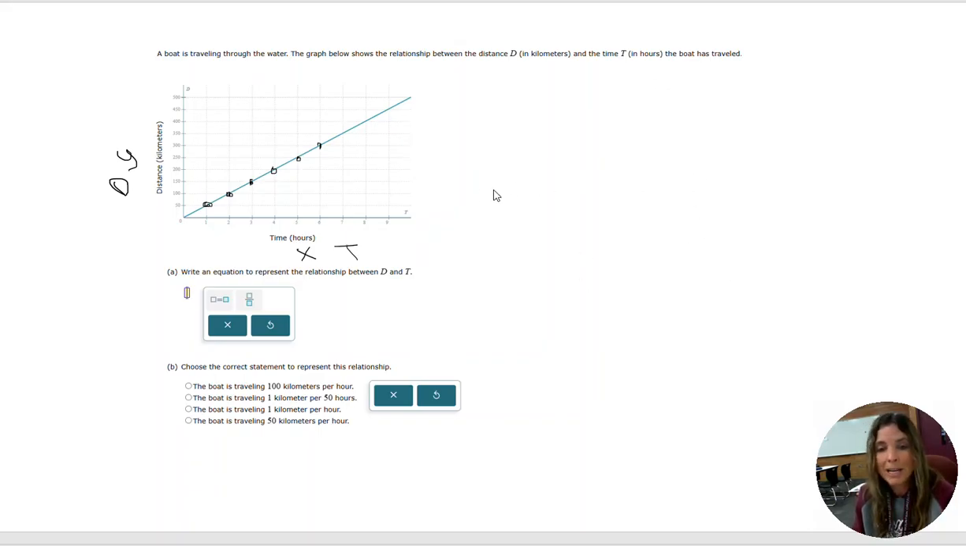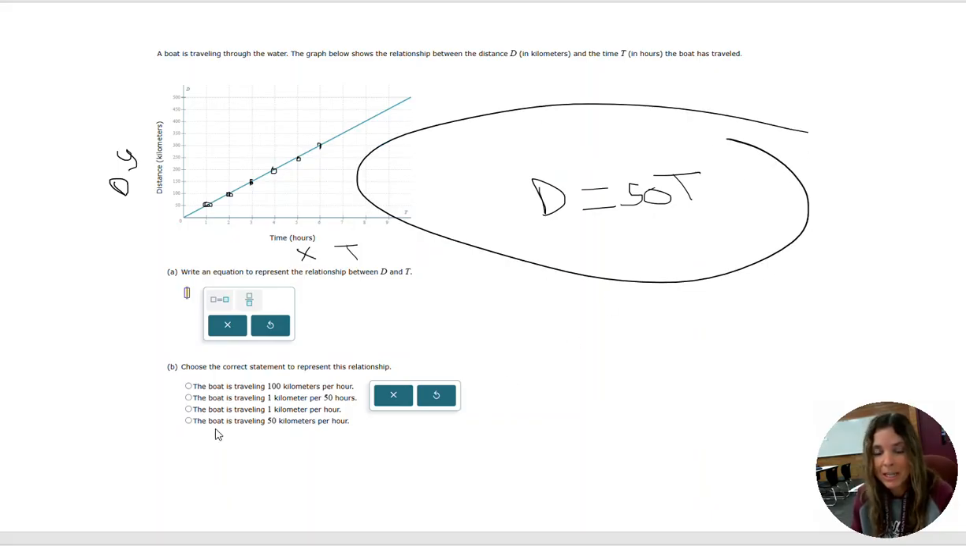So the way that we write our relationship is the distance is dependent on the time, right? And every 1 hour, the boat is traveling another 50 kilometers. So this would be your equation, and then we would want to pick the boat is traveling 50 kilometers per 1 hour. Okay, next letter for your password is U.